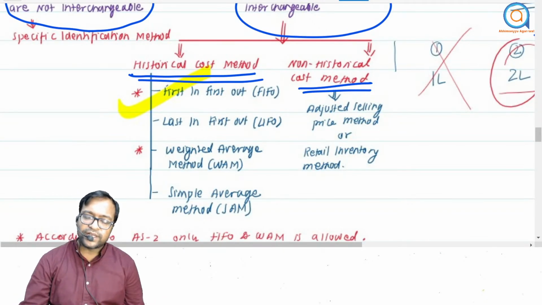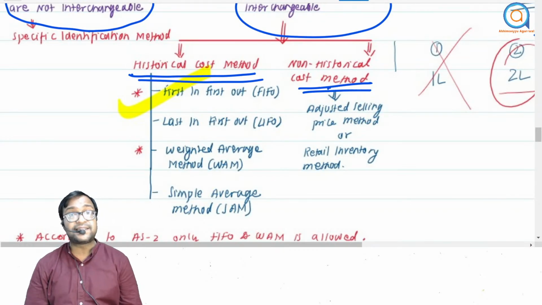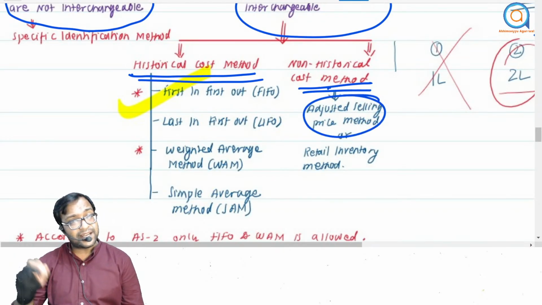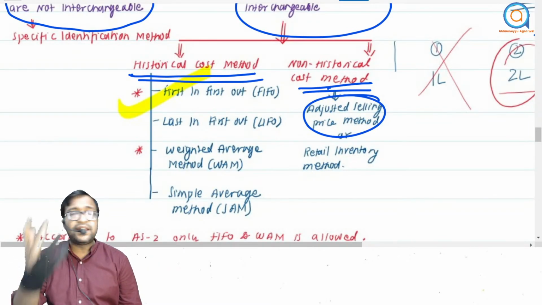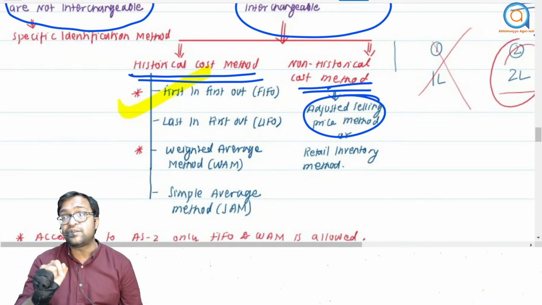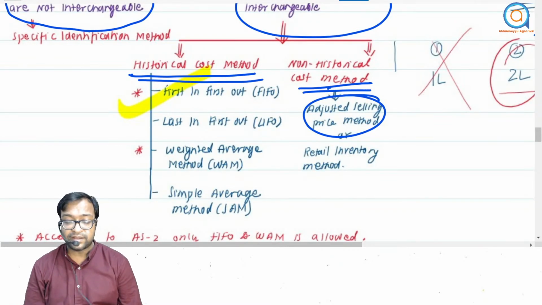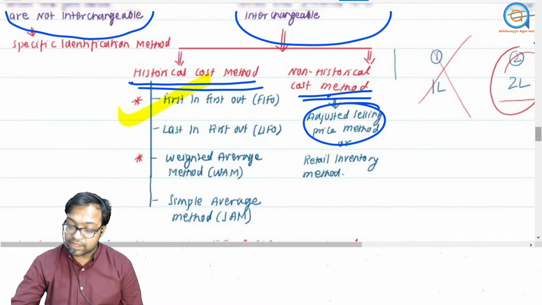And in non-historical cost method, you have the adjusted selling price method. In this kind of sums, when they give an example in the exam, they directly give the sale price of closing stock and we need to find the cost. Correct? Okay, sir. These points I think are clear to you. Let me check what other concepts are there that we should study.